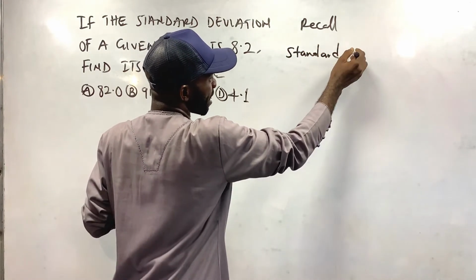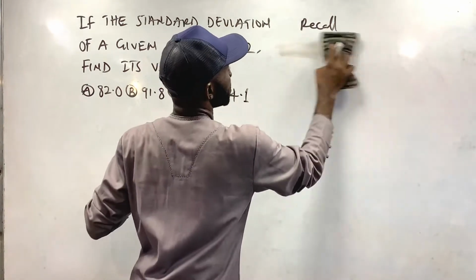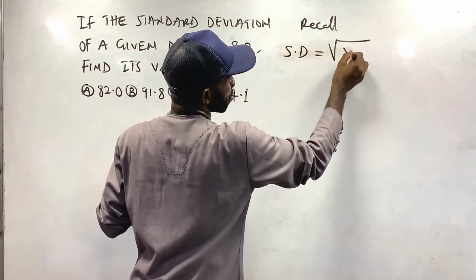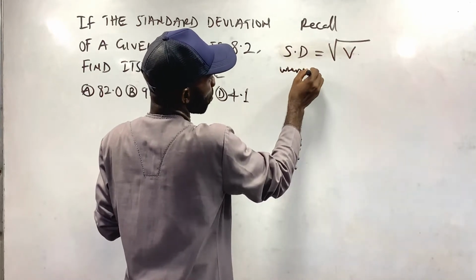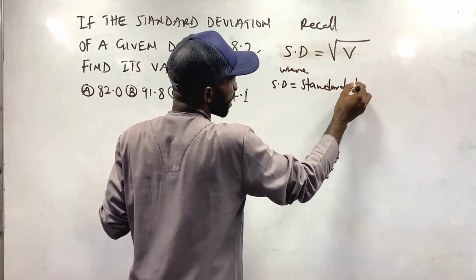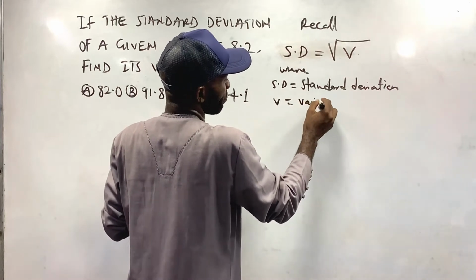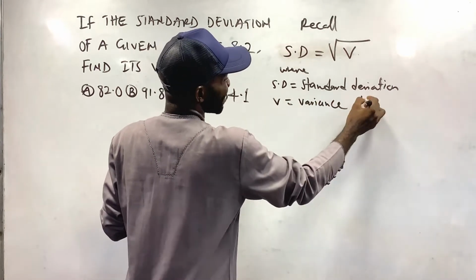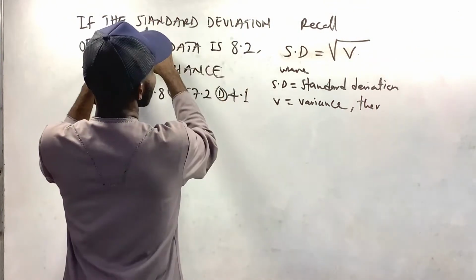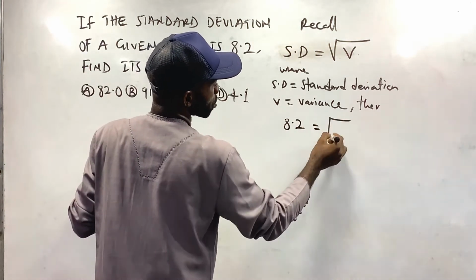standard deviation. Okay, maybe I should just put it in short form where we have SD, standard deviation, is equal to the square root of V, where SD is equal to standard deviation and V is equal to variance. Then bring up the values. This value 8.2 is for the standard deviation. So let's assume it's 8.2 and that's equal to the square root of V.